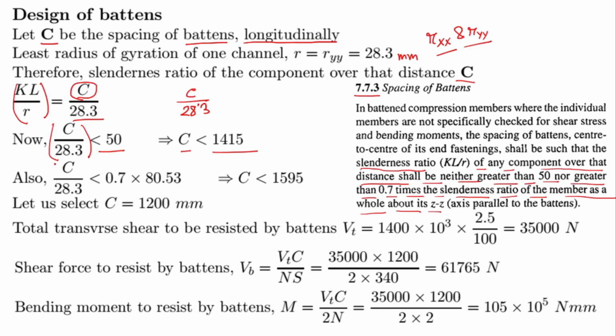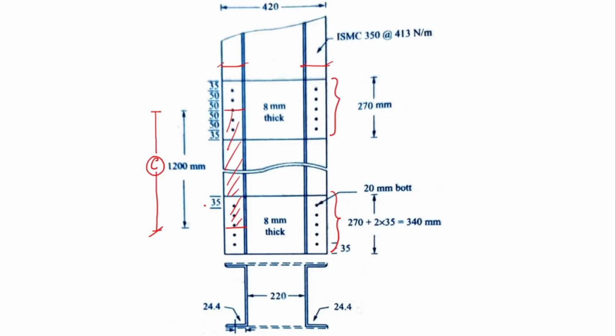Also, slenderness ratio C by 28.3 should be less than 0.7 times the overall slenderness ratio, which we have already calculated. It is 80.53 for the channel. That means C should be less than 1595. By combining these two, we have assumed that C equal 1200 mm. That's why in the figure it is taken as 1200.